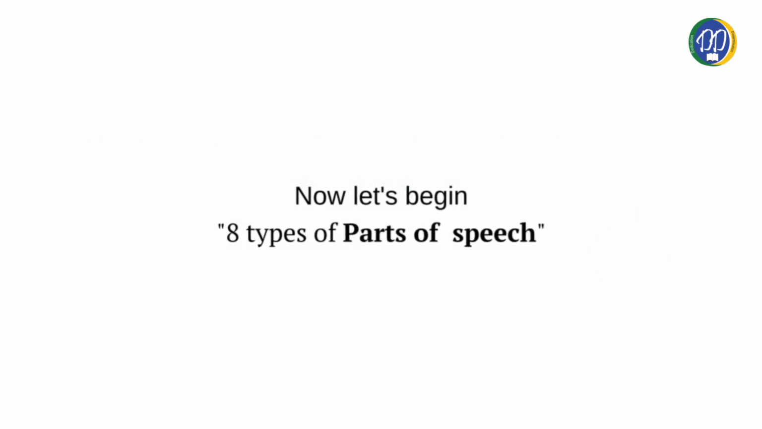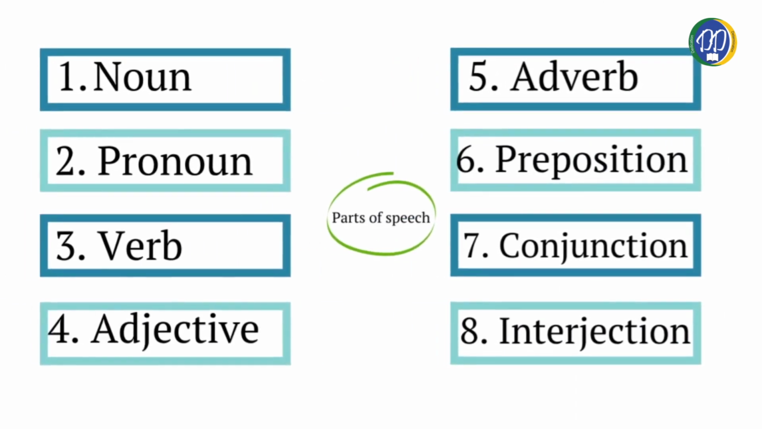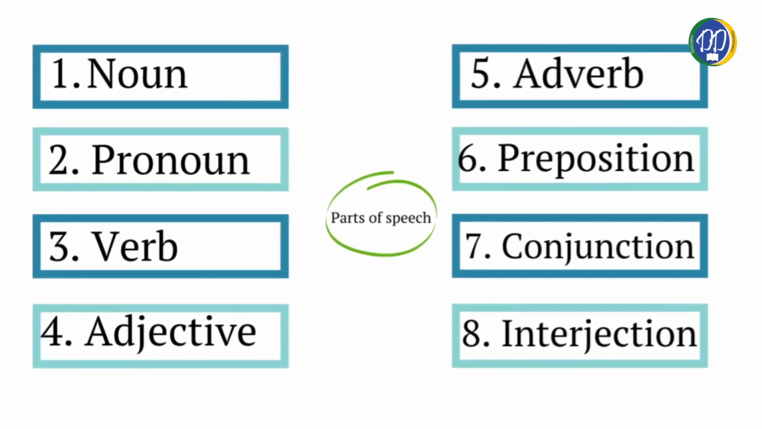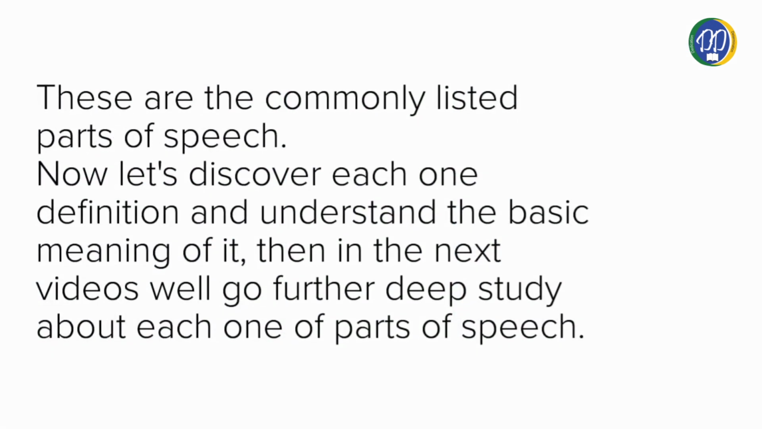And now let's begin with the 8 different types of parts of speech. Noun, pronoun, verb, adjective, adverb, preposition, conjunction, and interjection. These are the different types and commonly listed parts of speech. Now let's discover the definition of each one and understand its basic meaning. Then in the next videos, we'll go into a deeper study of each one of the parts of speech.